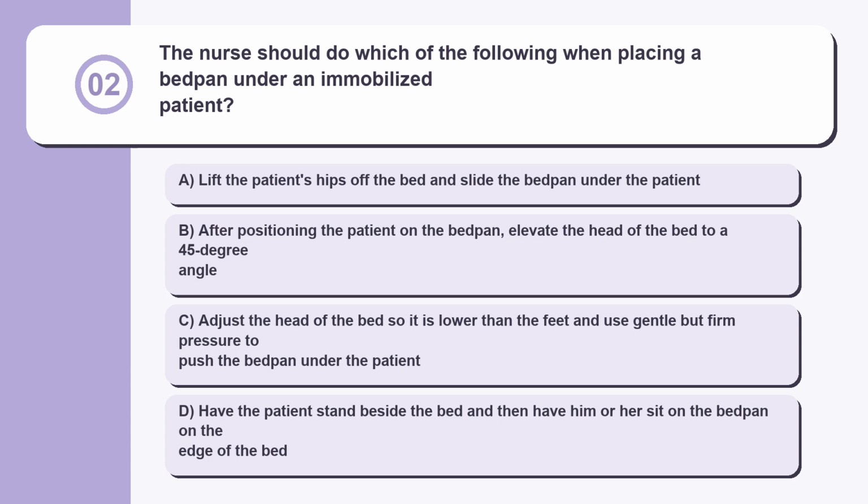Question 2. The nurse should do which of the following when placing a bedpan under an immobilized patient? Lift the patient's hips off the bed and slide the bedpan under the patient. After positioning the patient on the bedpan, elevate the head of the bed to a 45-degree angle. Adjust the head of the bed so it is lower than the feet and use gentle but firm pressure to push the bedpan under the patient. Have the patient stand beside the bed and then have him or her sit on the bedpan on the edge of the bed.